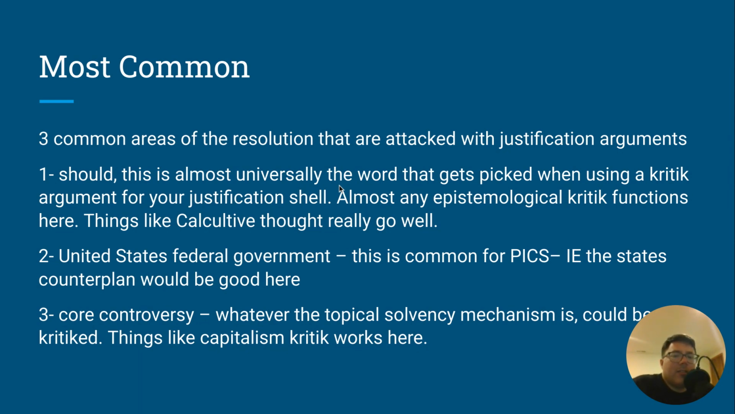The second is the United States federal government. This is going to be common for counterplans and PICs especially. So if you're reading a states counterplan, it would work really, really well here to just be like, hey, listen, we don't think the 1AC justified the use of the federal government. We think that there is a burden that they have to meet to prove that the federal government is the best way to go about this, and that we think the states can probably do it better than them, therefore disproving that they have met their burden.